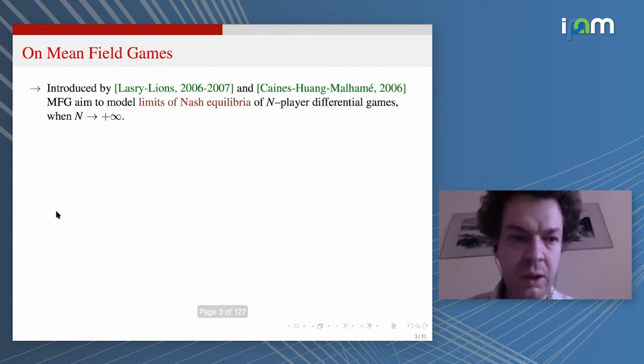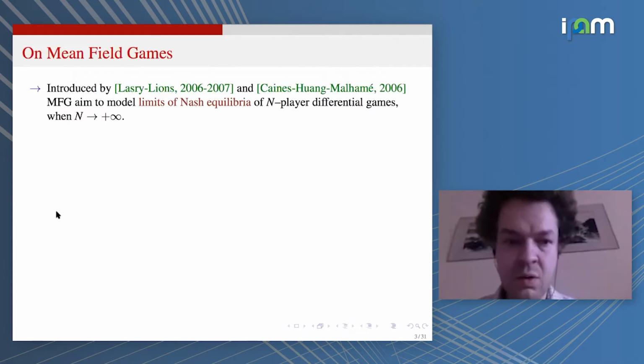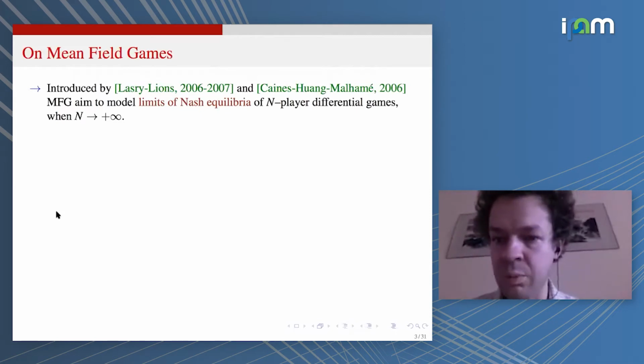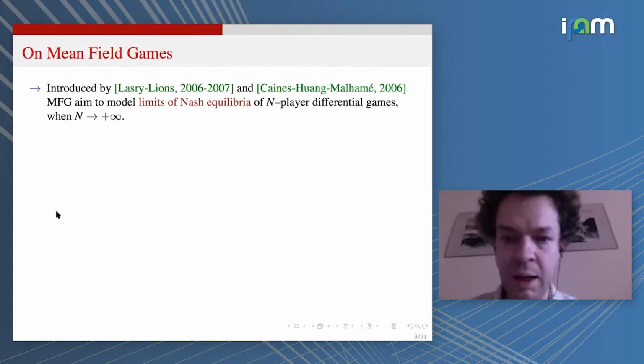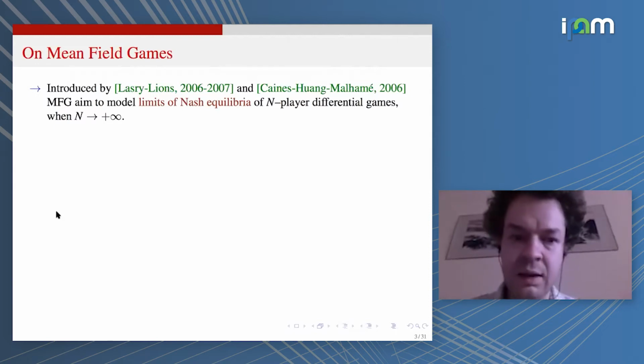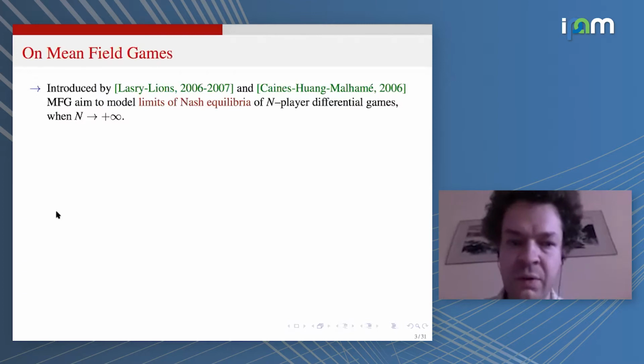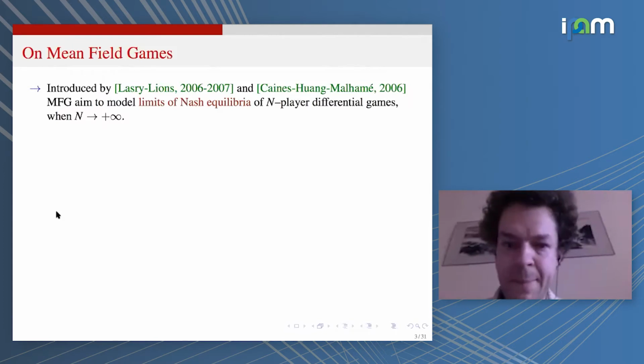So just quickly, mean field games is a recent theory that was introduced about 15 years ago. It was introduced by two groups, a French group composed by Lasry and Lions, and a Canadian group composed by Caines, Huang, and Malhamé, who proposed this theory to understand limits of Nash equilibria of n-player differential games when the number of players tends to infinity. This was the main idea behind both of the works.